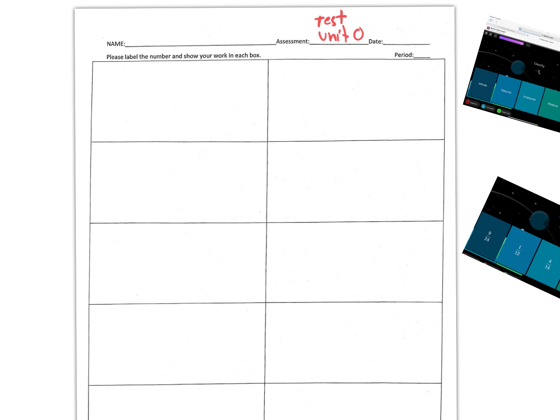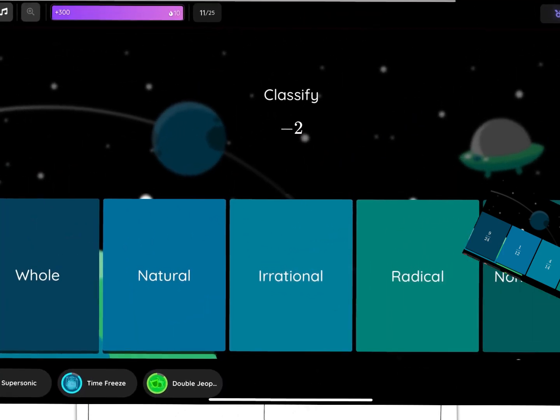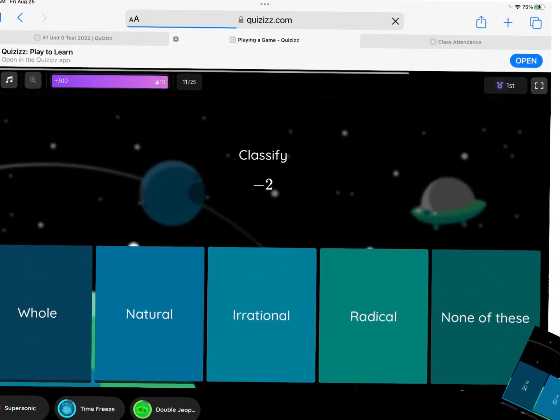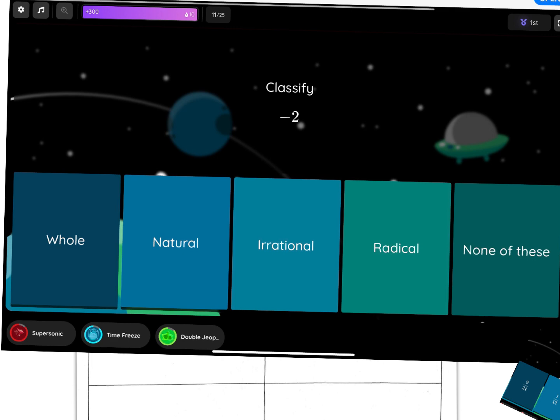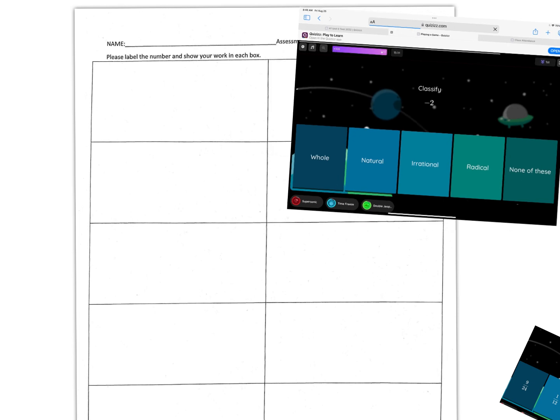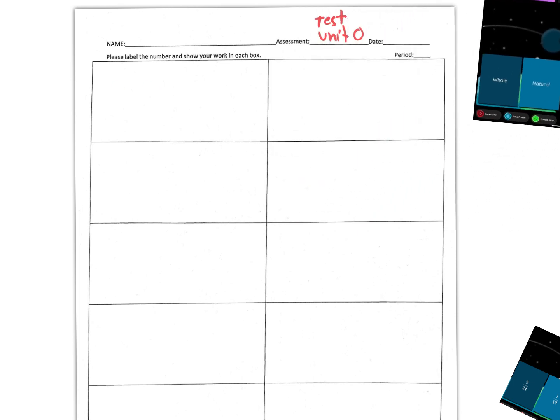So if this is your first question on quizzes and it says classify -2, there's no work to show. I mean, you should know that that is an integer, right? So you don't need to show any work, so it's pointless to write down classify -2. It's pointless.